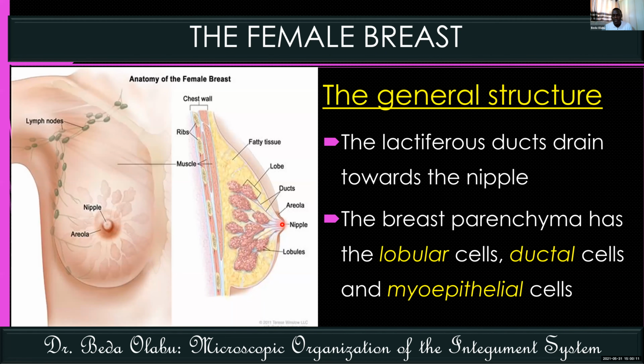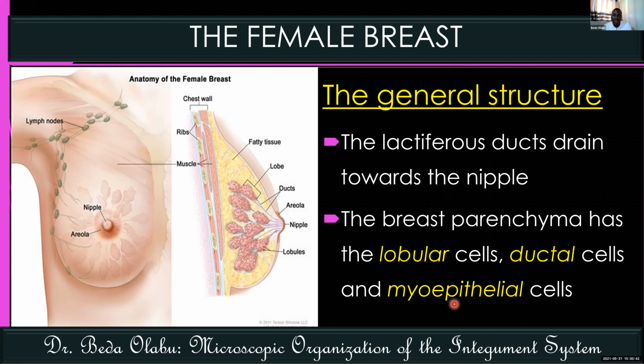The breast parenchyma has three important types of cells. We have the lobular cell. These are the cells which form milk. They're the ones in the lobules. They are the secretory cells. We have the ductal cells, the cells which are along the ducts, the lactiferous ducts. And you have myoepithelial cells, the cells which contract to squeeze milk out of the lobules.